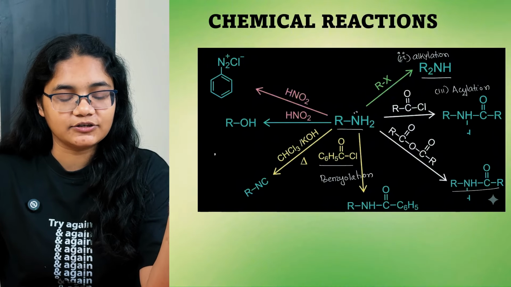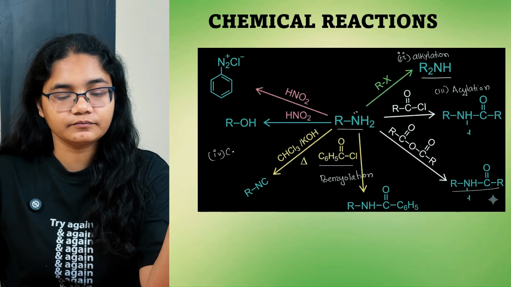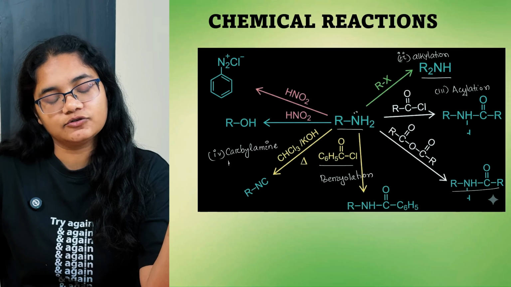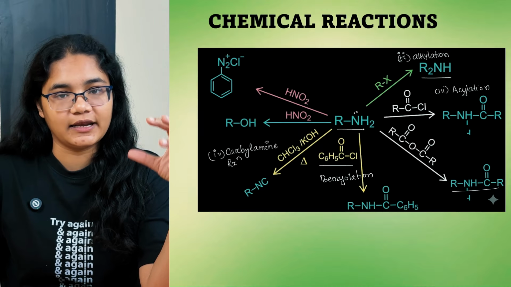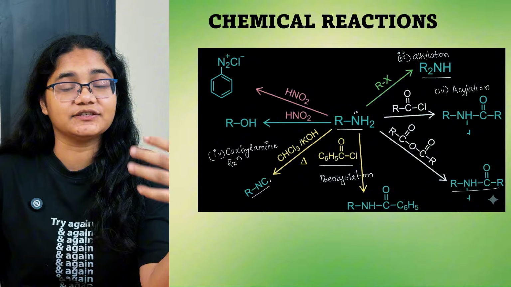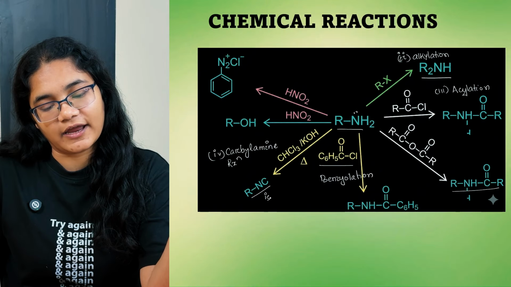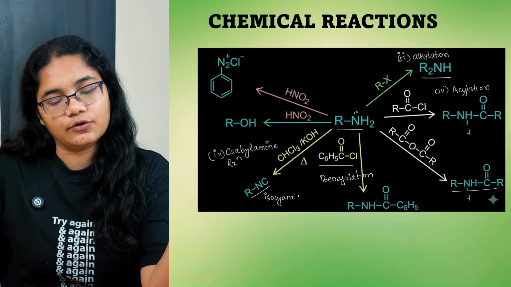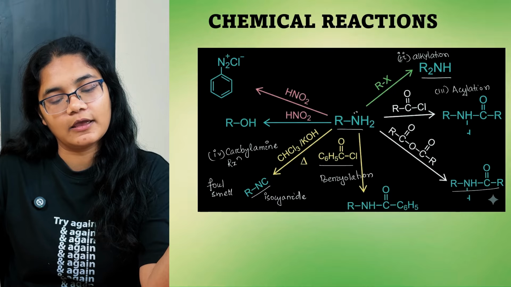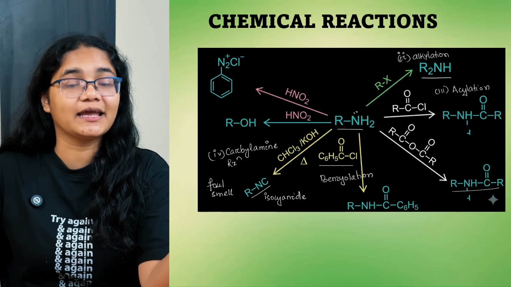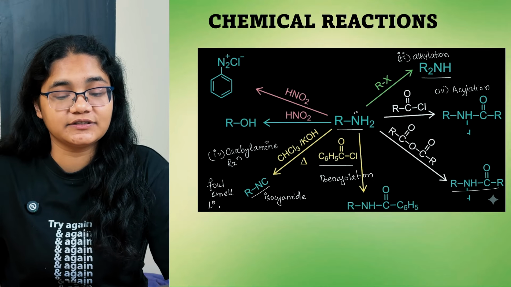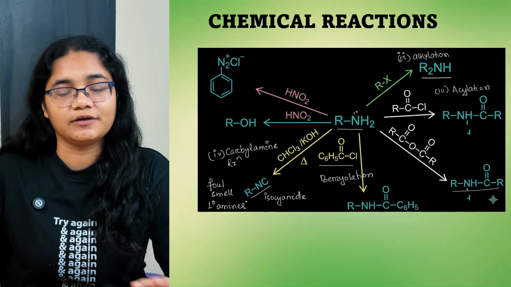Now the fourth reaction is what we call the carbylamine reaction. In the carbylamine reaction, RNH2 reacts with CHCl3 and KOH. With heating, you get RNC, which is an isocyanide, and this isocyanide gives a foul smell. Because of this foul smell, we can easily distinguish the amines. So this reaction is a test for primary amines. Secondary and tertiary amines will not react here.